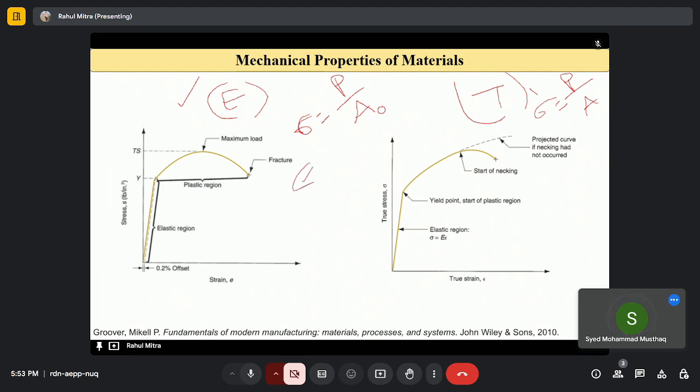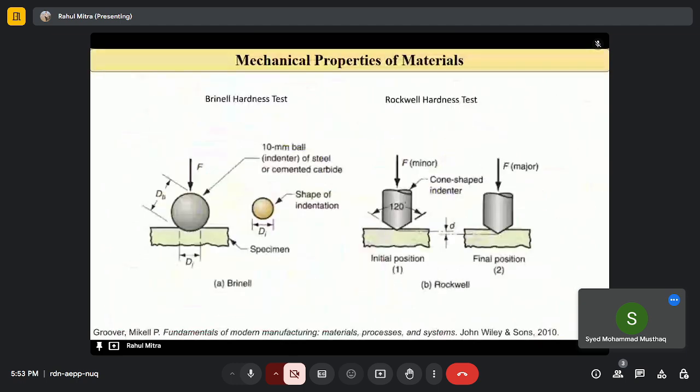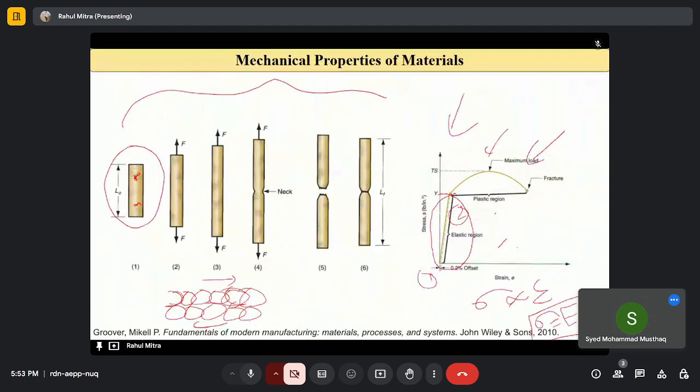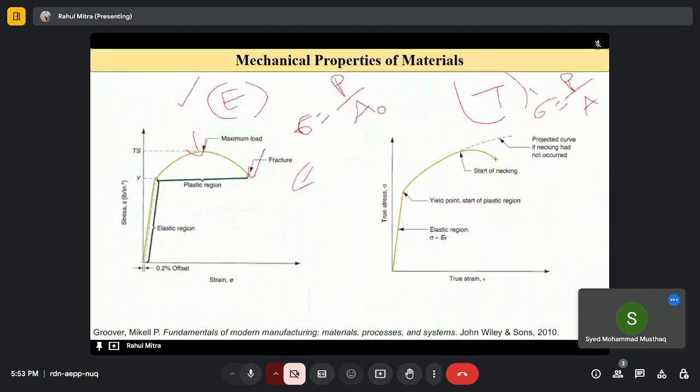will look like this. So we have an elastic region, we have a yield point from where plastic deformation begins, and then we have a maximum load, and this point is called the UTS, ultimate tensile stress, and then we have another point which is called fracture, where the material breaks. I mentioned here that at fracture the material will fail, right? And the strain is given by the change in length over the original length, right?